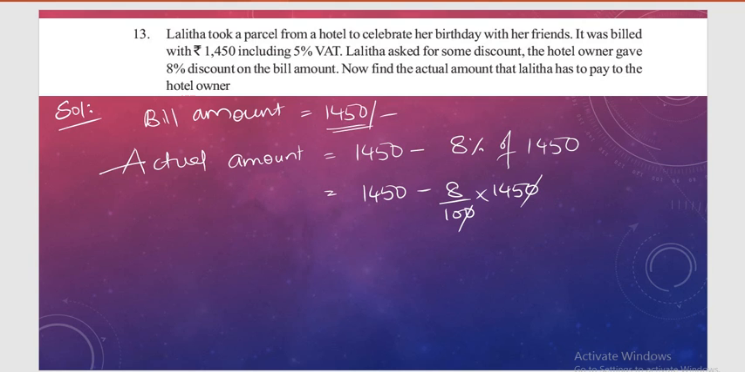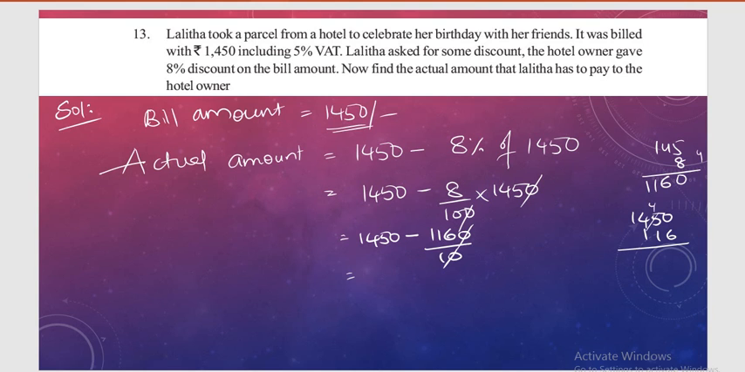Here the 100 I can cancel out. So 8 times 145. 145 into 8: 8 fives are 40, so 4 remains. 8 fours are 32, plus 4 is 36. So 3 remains. 8 ones are 8, plus 3 is 11. So I am going to get 1450 minus 1160 by 10. Again this 0 I can cancel out. So 1450 minus 116. From 0 I can't subtract, so I need to borrow, then this becomes 4. 10 minus 6 is 4, 4 minus 1 is 3, 4 minus 1 is 3, 1. So after removing the discount, the value is nothing but 1334 rupees. This is the amount that she has to pay to the hotel, right?